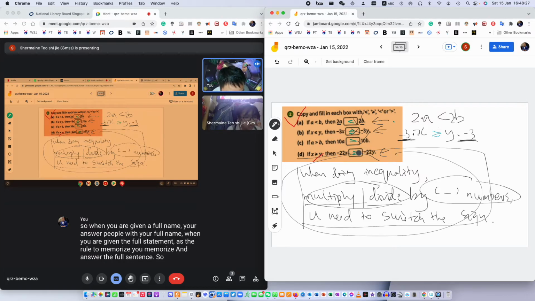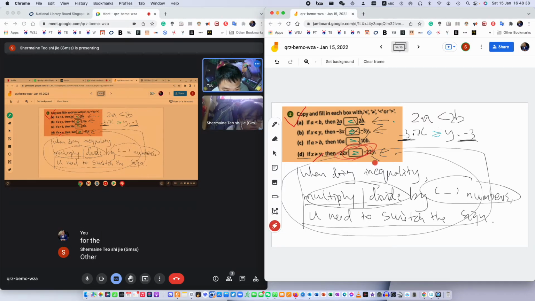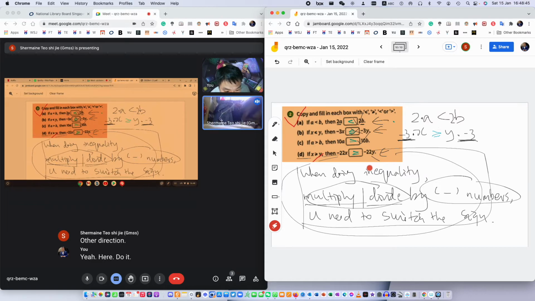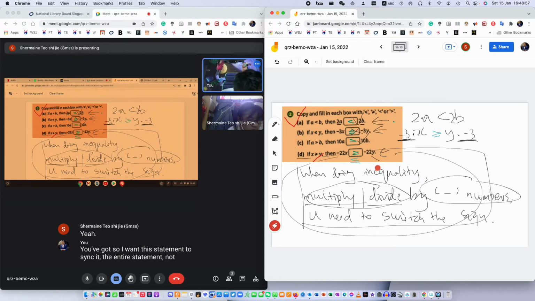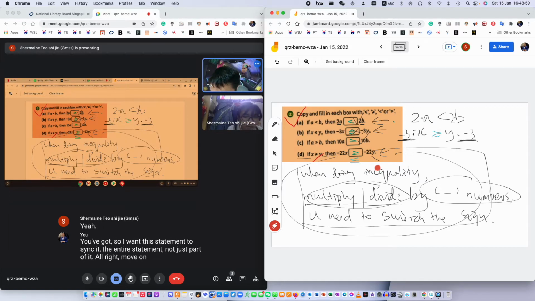So you switch. How you switch this? Can you just do it on the spot here? How do you switch this sign? For D, do it the other direction. Here. Yeah? Do it. Alright, good. So are you clear? Yeah. Good. So I want this statement to sink in. The entire statement, not just part of it. Alright? Move on. PDF.